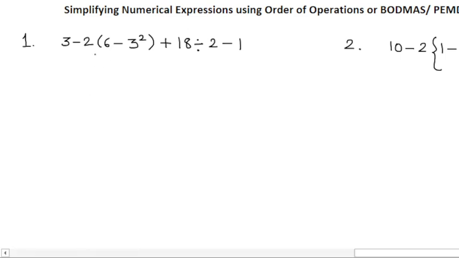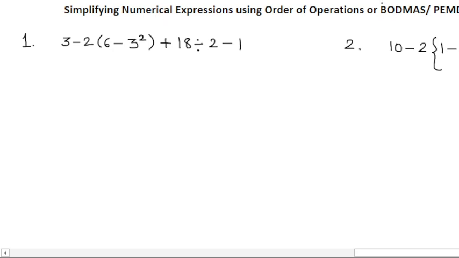We have a numerical expression here. This expression contains negative signs, brackets, exponents, division, addition, and multiplication also. How do you solve it? You solve it by means of order of operations, which means there is an order in which you solve numerical expressions, which is BODMAS or PEMDAS.